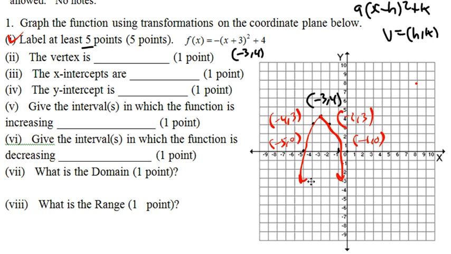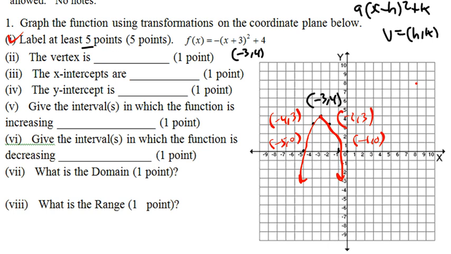Notice that I put arrows at the end here. You actually lost a half a point if you didn't put arrows. Arrows mathematically mean that the graph goes on forever. So that's why it has to keep going down there.